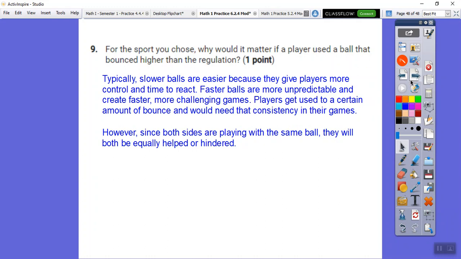However, since both sides are playing with the same ball, they're either both going to be equally helped or hindered. I don't know if you've heard of Inflate Gate, one of the playoffs before the Super Bowl. They were accusing the winning team of inflating the ball more or less. And one of the quarterbacks got to practice with that change in ball, and they didn't see that until the game was over. Anyways, I hope that makes sense, and take care, you guys.